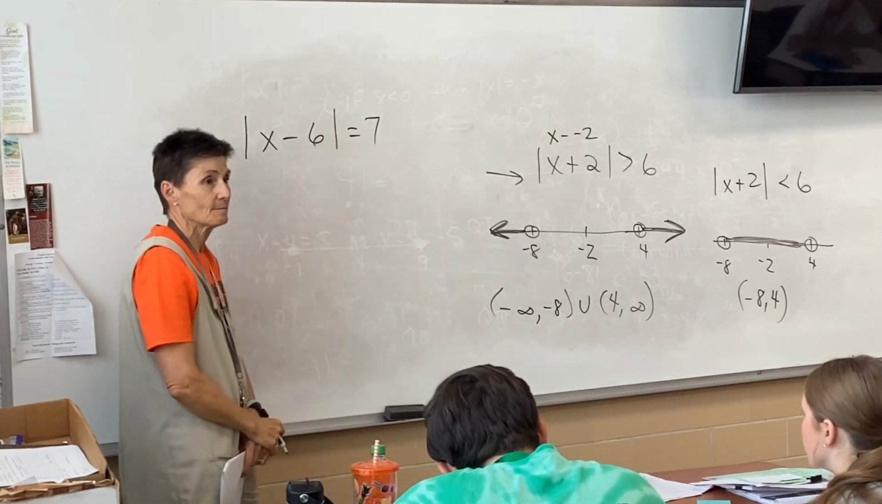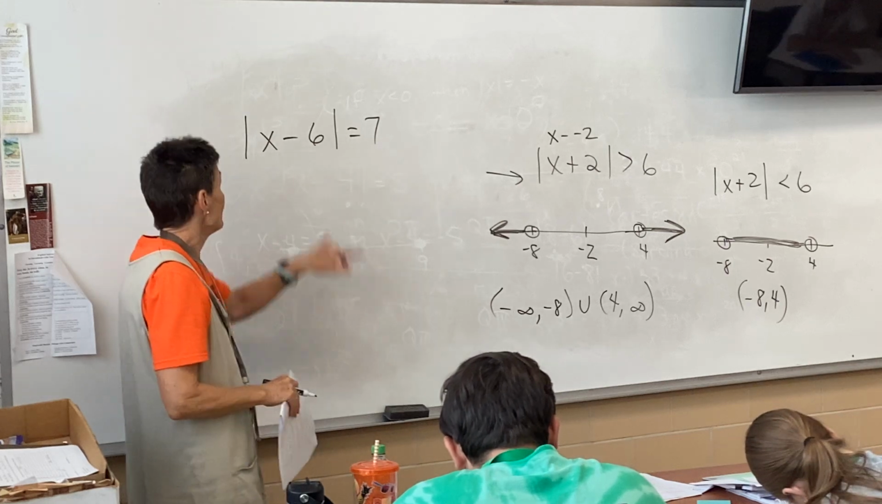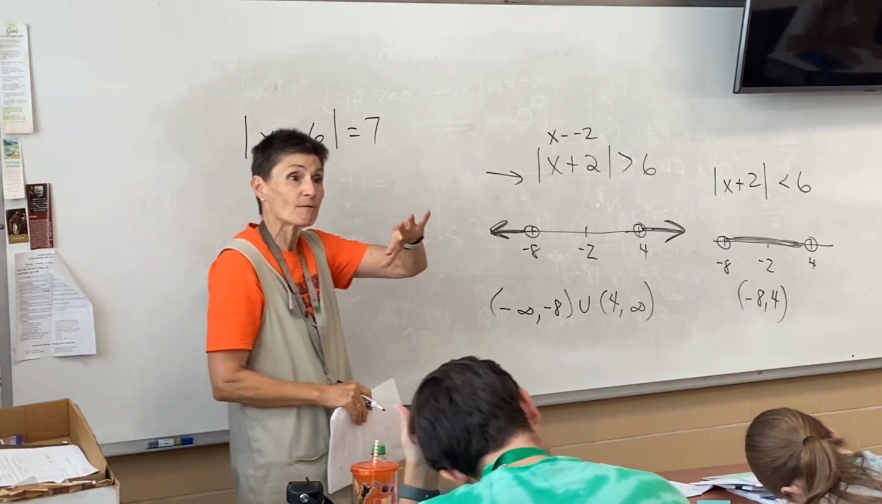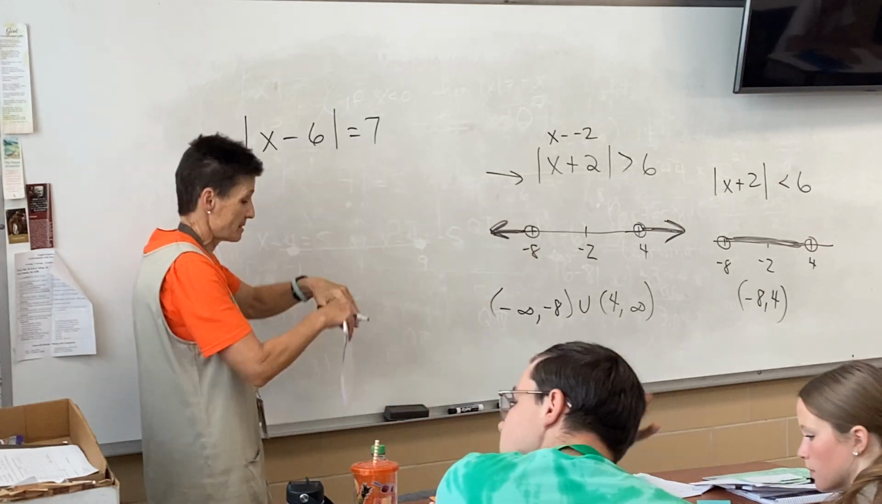What do you think, class? Yep, she's an all-star, perfect. That's exactly right. This is a distance. Distance must be a difference. So she said x minus 6, and it is 7.